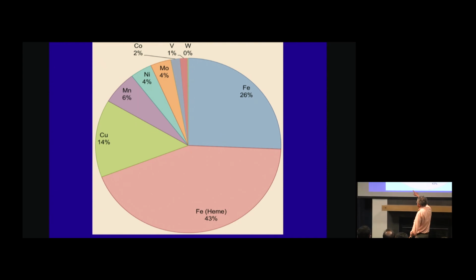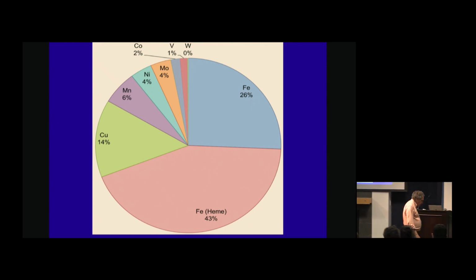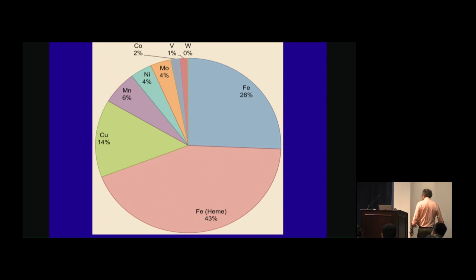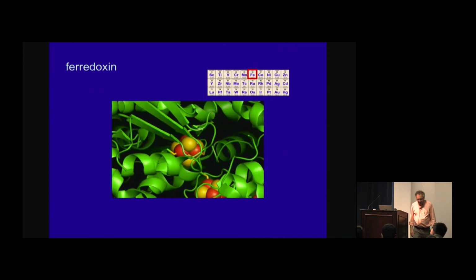And then we come to the next most abundant transition metal, which is copper, followed by manganese, nickel, molybdenum, and a little bit of vanadium. And some of those are artifact. There's a little bit of tungsten that is used. It's actually found only in hydrothermal vent organisms. And those folds are highly conserved.